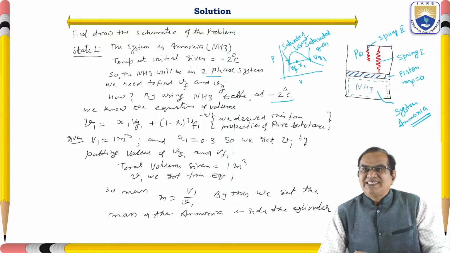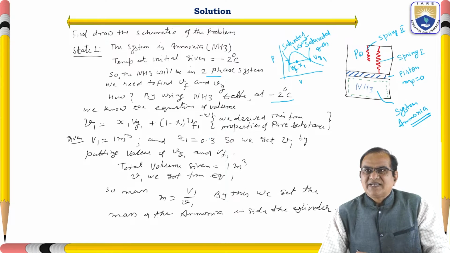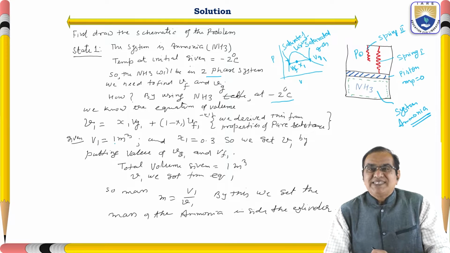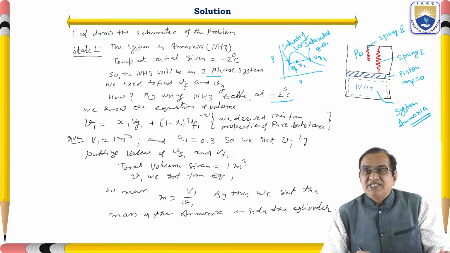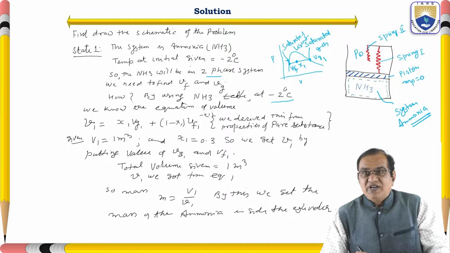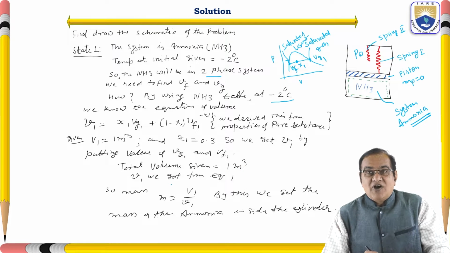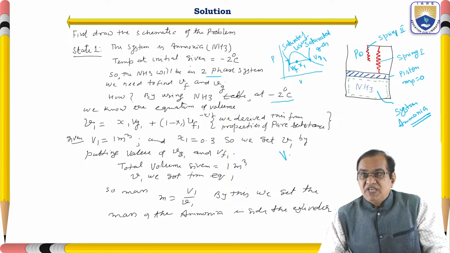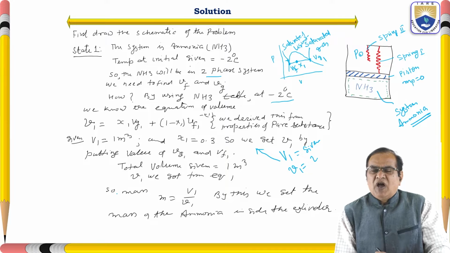So here we can write that the total volume is given as 1 meter cube and x1 is 0.3. We can get the specific volume v1 by putting in the values of Vg1 and Vf1. The total volume is given as 1 meter cube, and small v1, the specific volume, we have got from this equation. So now we can find the mass. How much is the total mass of ammonia?